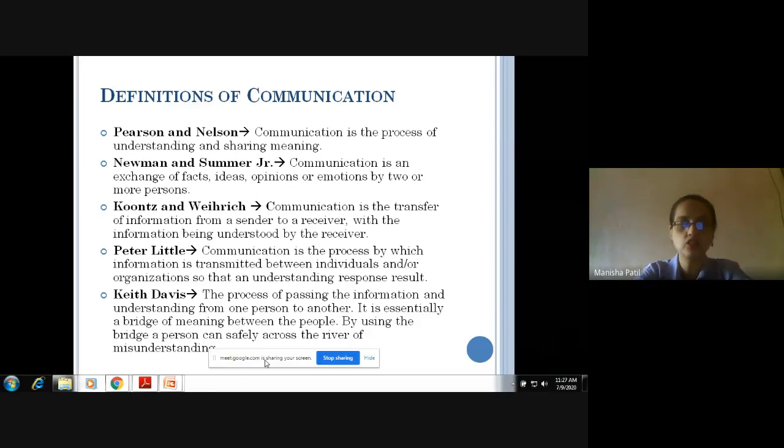So these are the definitions of communication. What we understand from here is, number one, communication is a process. Number two, minimum two persons are required for communication. One is sender and the other one is receiver. And number three, for communication, understanding the message is necessary.